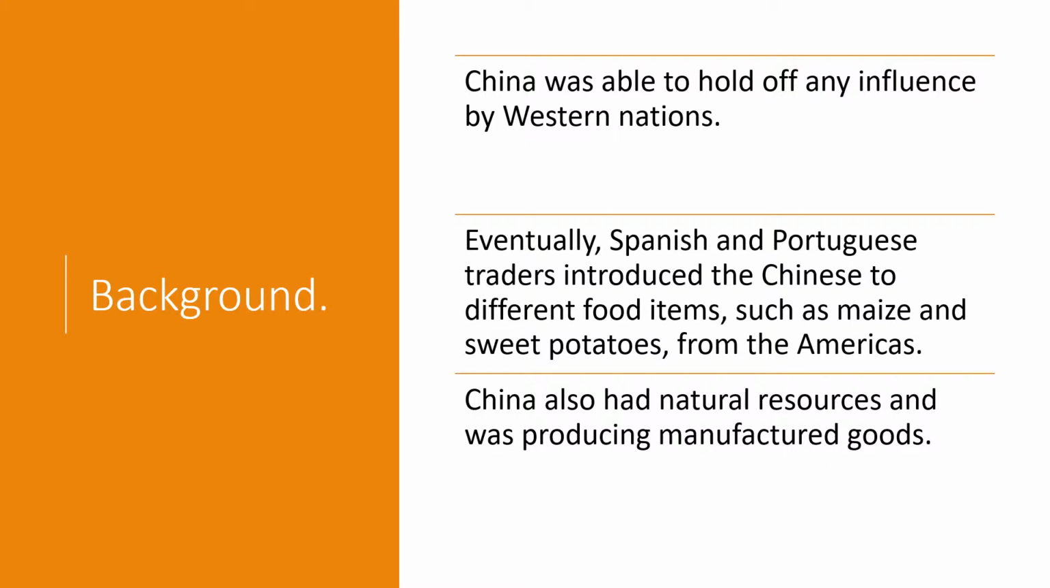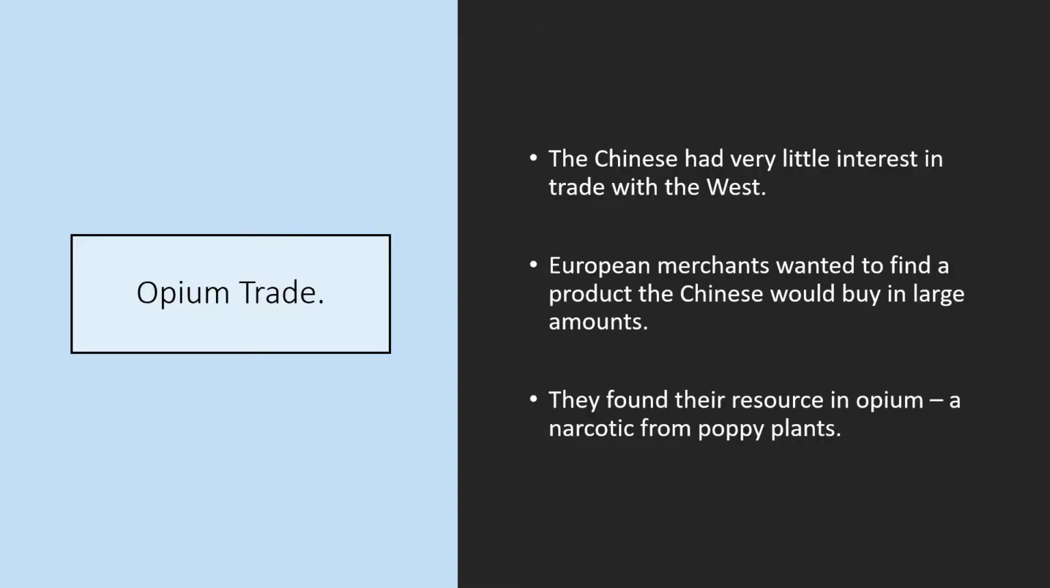So some background. China was able to hold off any influence by Western nations, but eventually Spanish and Portuguese traders had introduced the Chinese to different food items such as maize, which is corn, and sweet potatoes from the Americas. China also had some natural resources and was pretty good at producing manufactured goods.